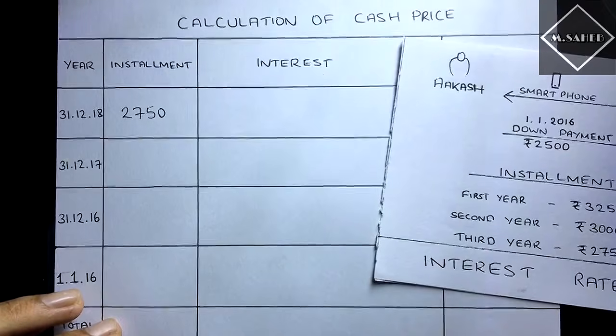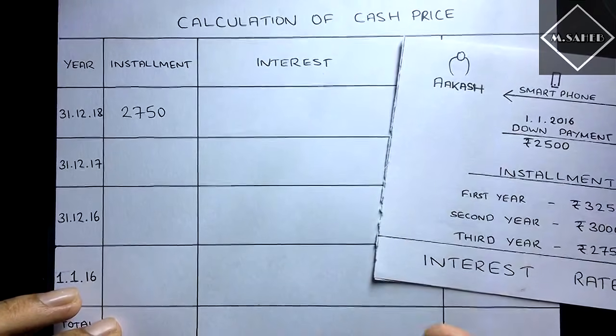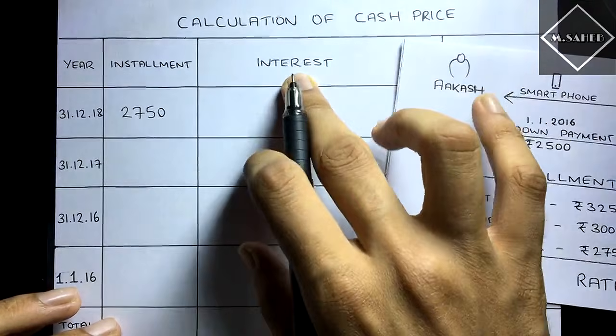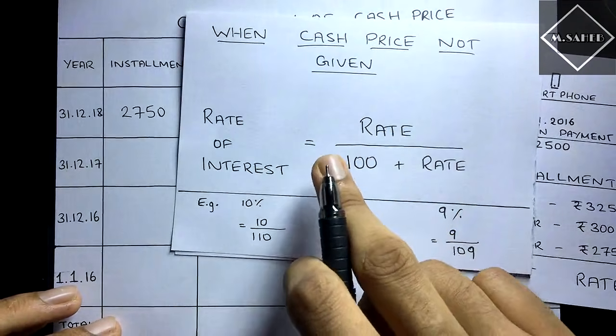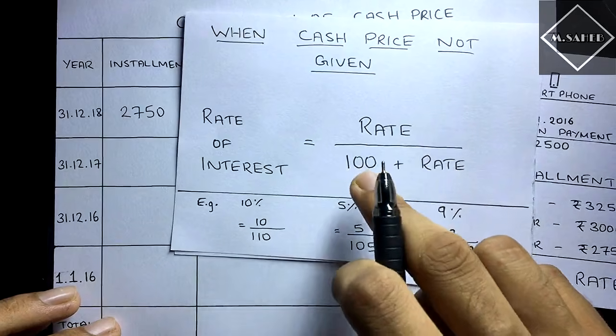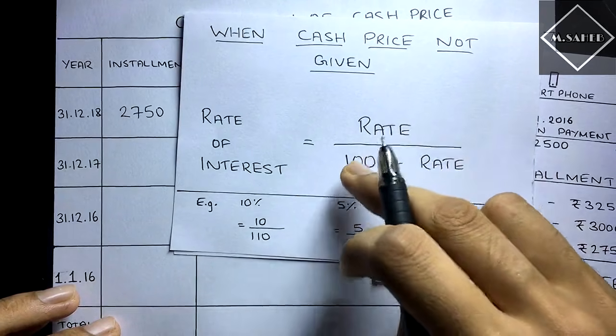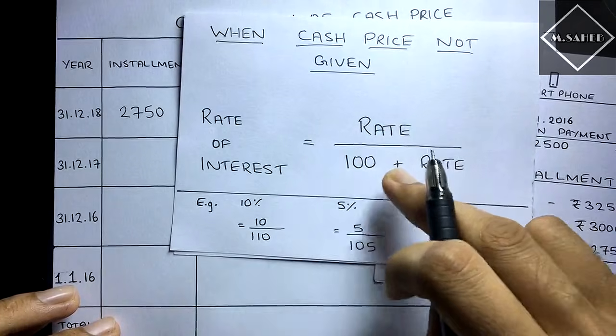Now how to calculate the interest? See, whenever the cash price is not given in the question, then to find out the interest there is a separate formula. The usual rate of interest is rate divided by 100, right? But here it is rate divided by 100 plus rate.